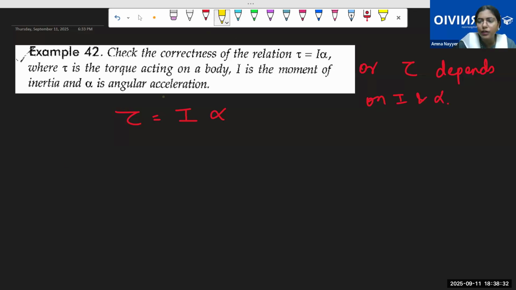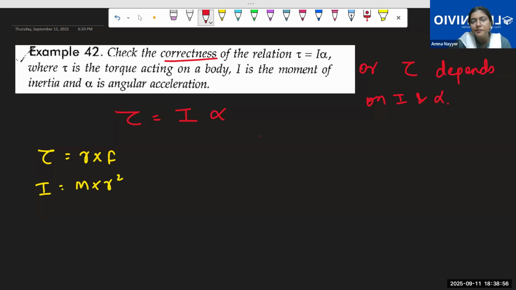Now, since you don't know anything about rotational motion, I'll just give you the formula here because your purpose is to write down the final formula. You don't have to remember these formulas right now. Torque is basically radius multiplied by the force, and moment of inertia is mass multiplied by radius square. So your task will be to see, when it says check the correctness of the relation, don't write anything, I'll give you time to copy everything. When it says check the relation, for both the sides you'll have to calculate this side as well as this side. Torque is this, R into F, I is equal to mr square.